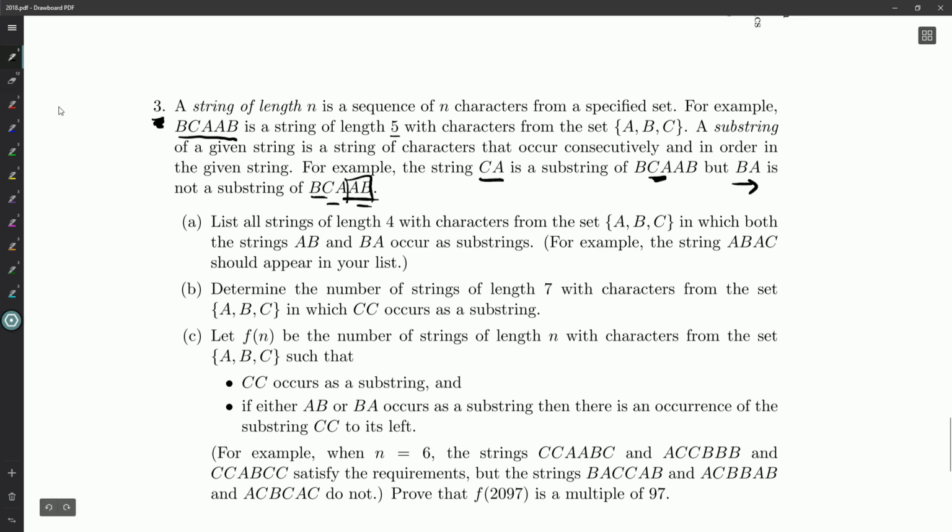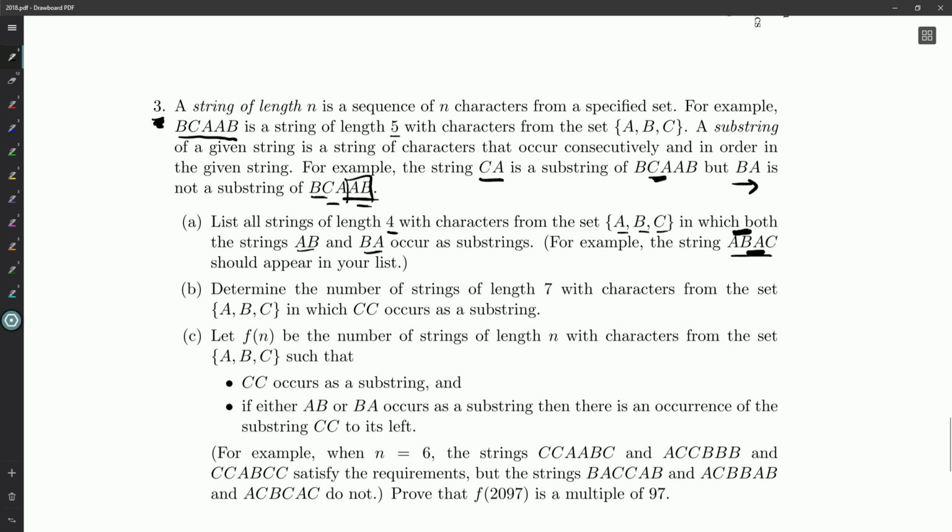All right, looks like we've got 3 parts. Okay, A. List all strings of length 4 with characters from the set ABC in which both the strings AB and BA occur as substrings. For example, ABAC should appear on your list because it's got both an AB and a BA.